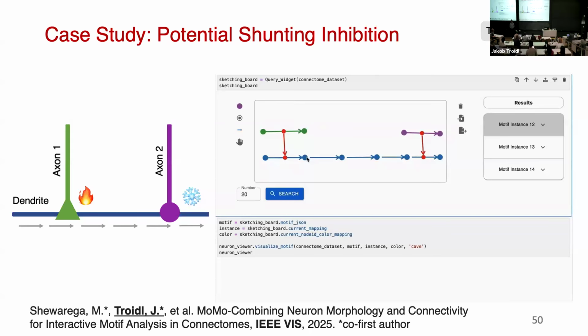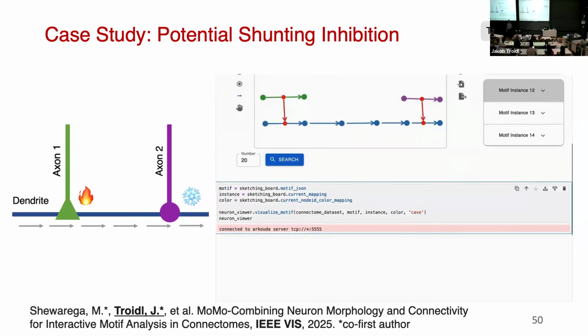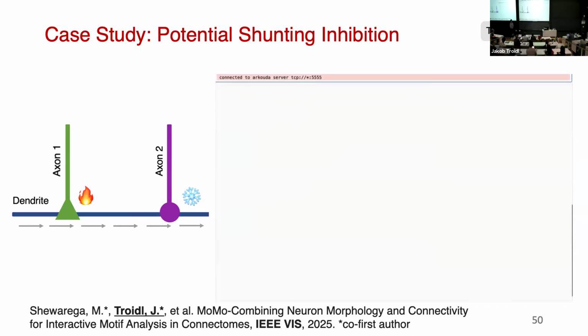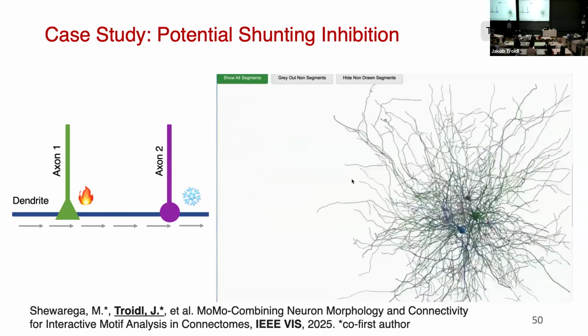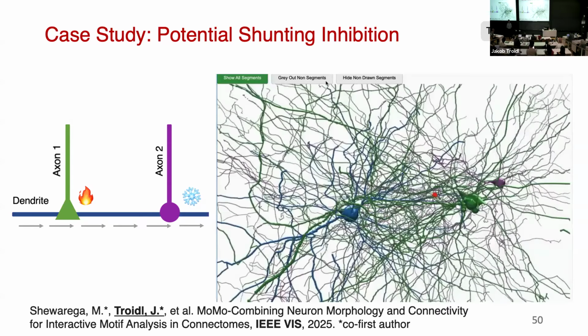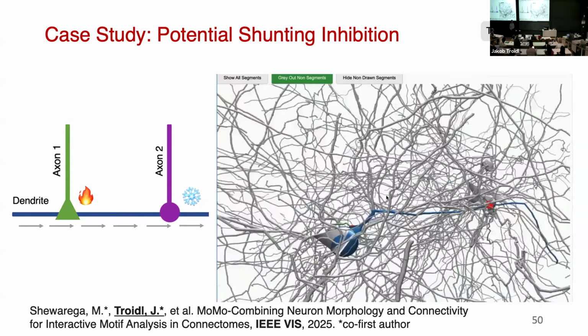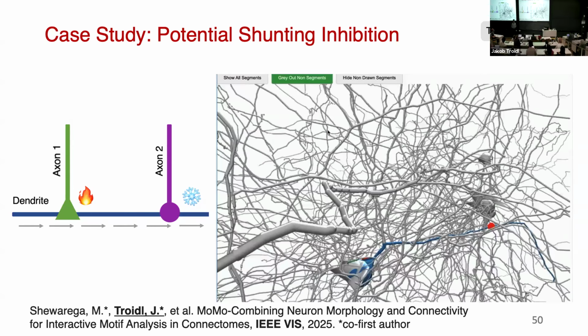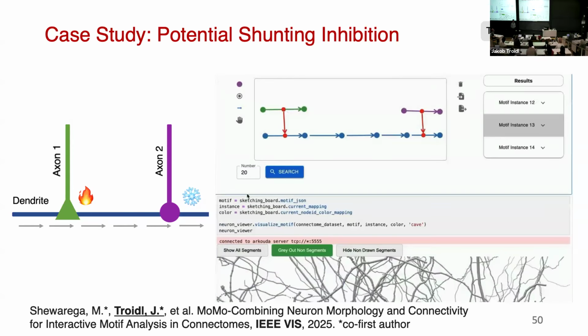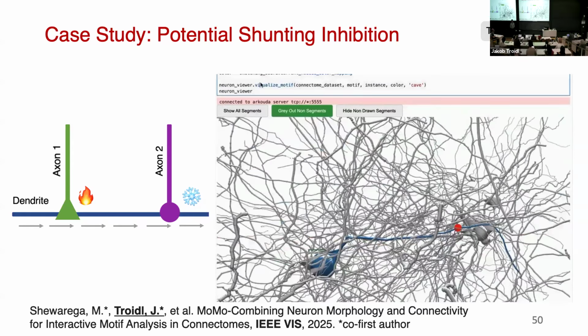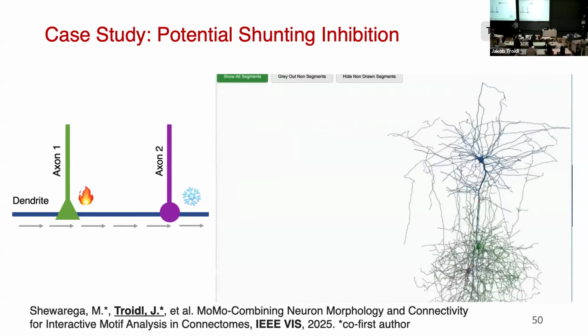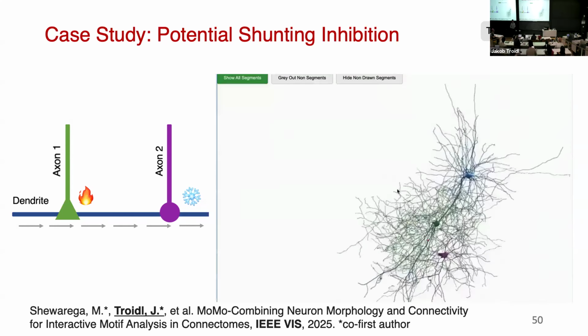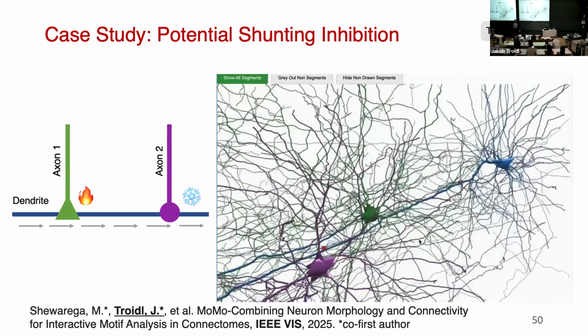Here's a screen capture of how that looked during the case study, where a user is inspecting a potential case of shunting inhibition, the motif that I explained earlier. They've found various instances that they wanted to investigate, then looked at them in 3D and studied whether this particular set of neurons would actually be a shunting inhibition motif or not.